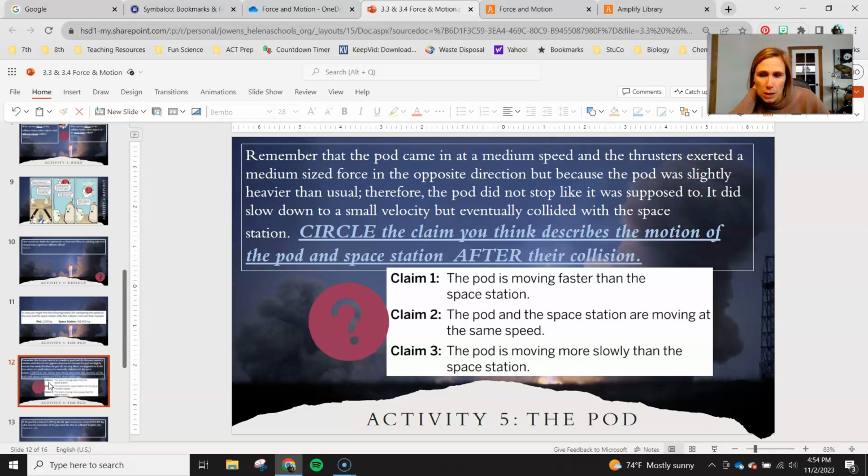Okay, so circle the claim you think describes the motion of the pod and space station after their collision. So claim 1, again, use your draw tool for this. The pod is moving faster than the space station. Claim 2, the pod and the space station are moving at the same speed. Or claim 3, the pod is moving more slowly than the space station. So circle your correct claim there.